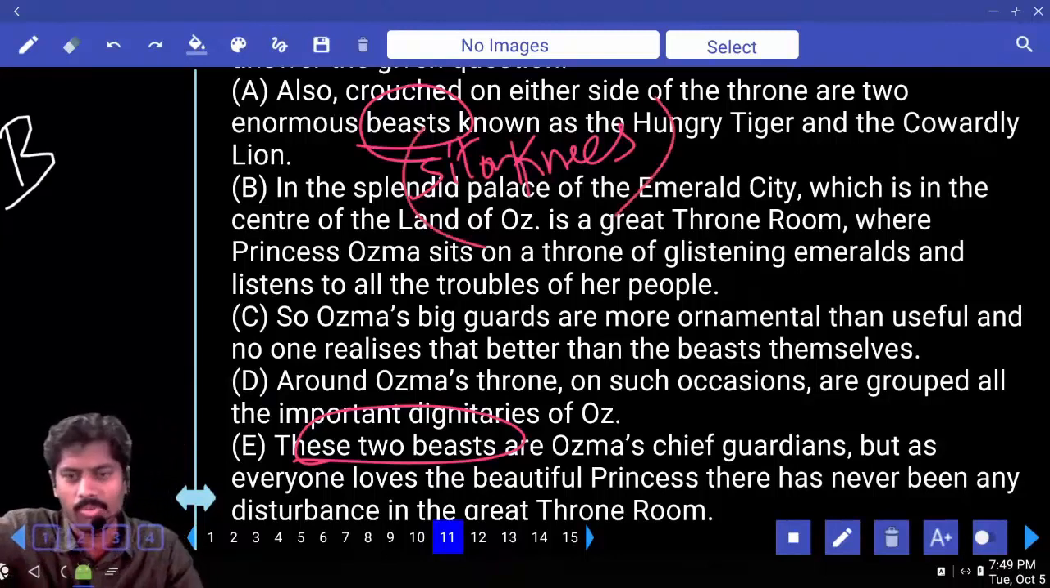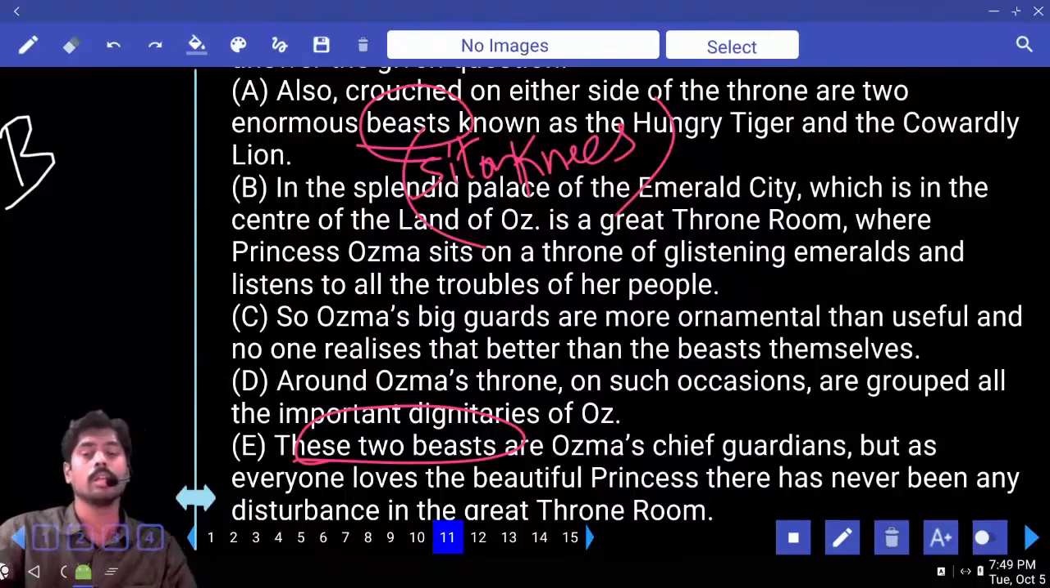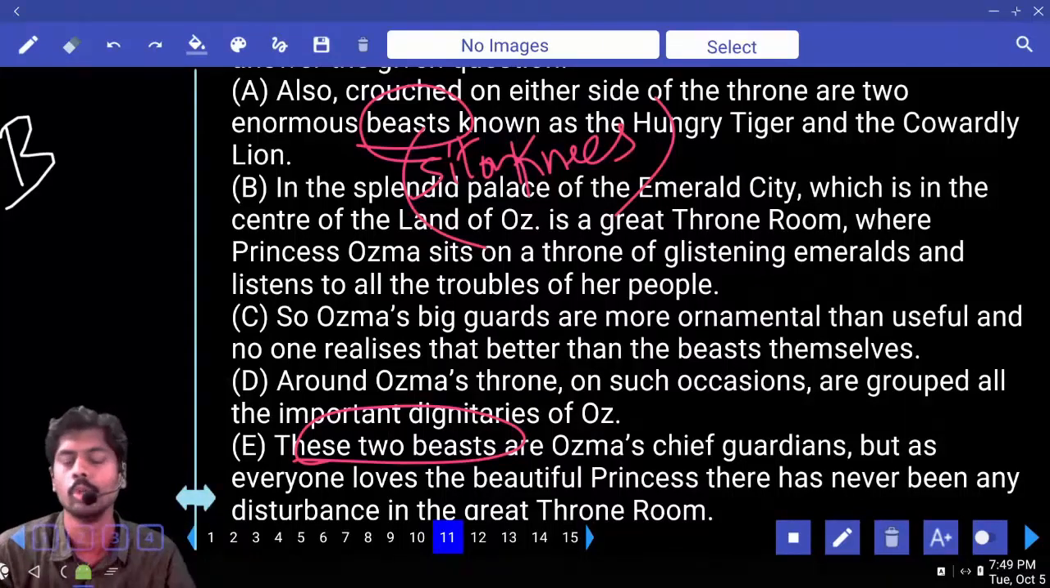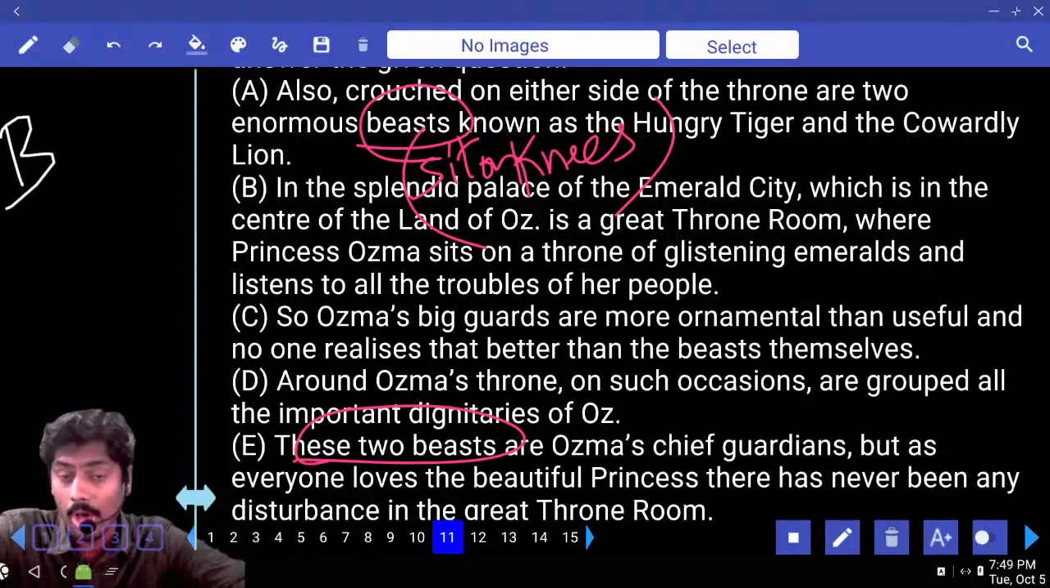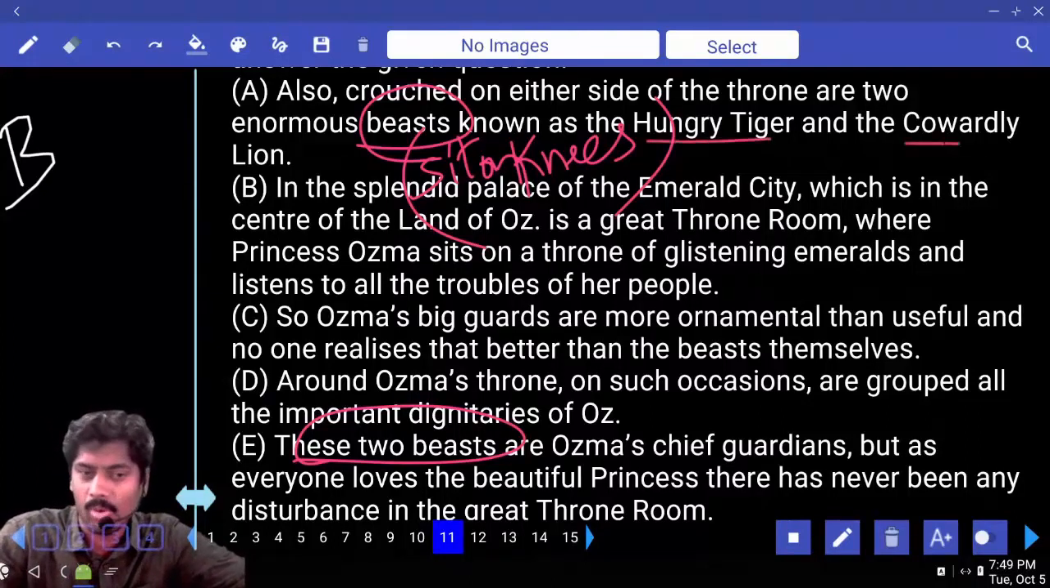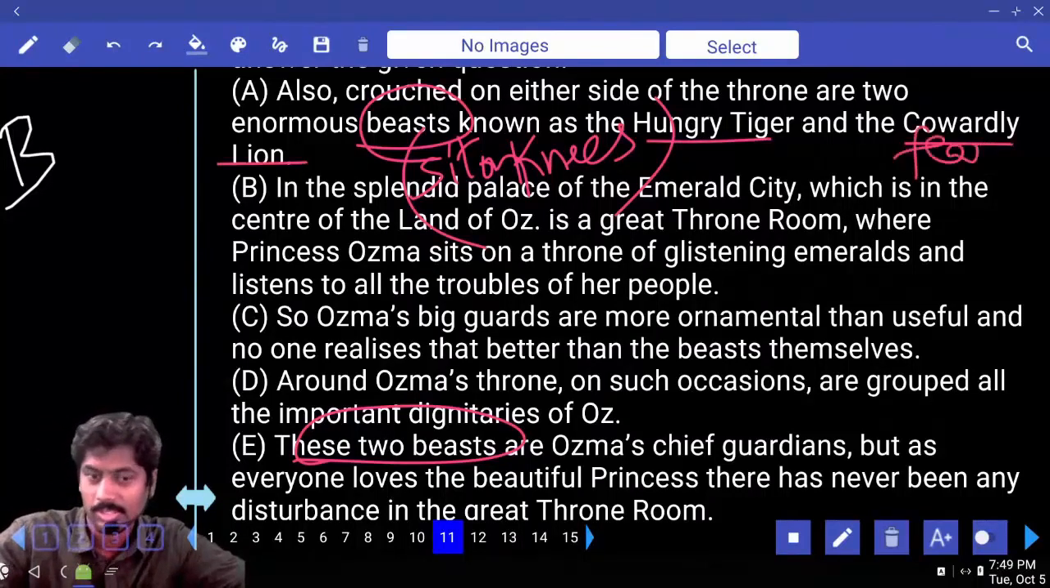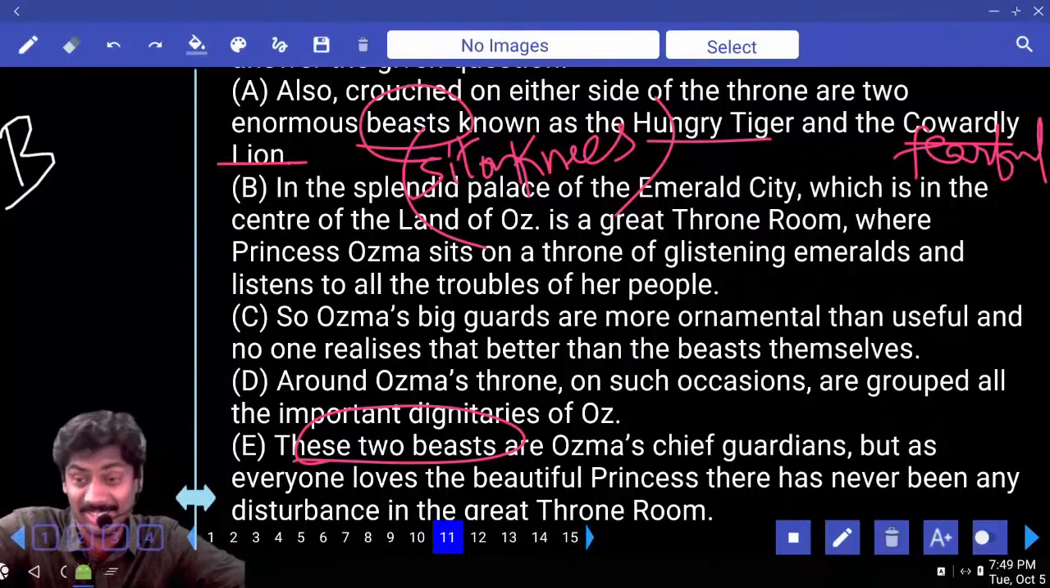In your school days, did you have kneel down punishment? Sometimes whenever we pray to God, we sit on knees and we pray. Generally Muslims, they sit on their knees and they pray to the God. So sitting on knees is nothing but crouch. So these beasts were there. Means on either side of the throne, the princess chair is there. On one side one animal, another side another animal. On either side of the throne are two enormous beasts. Enormous means big, great, large, known as hungry tiger and cowardly lion. Cowardly means fearful. Fearful lion is there, hungry tiger is there.